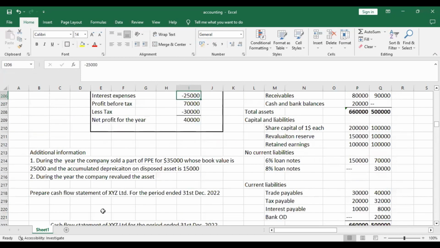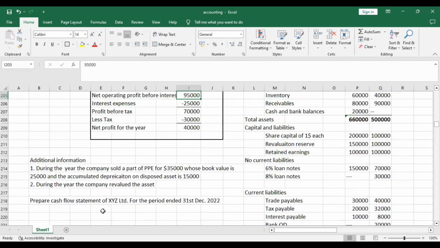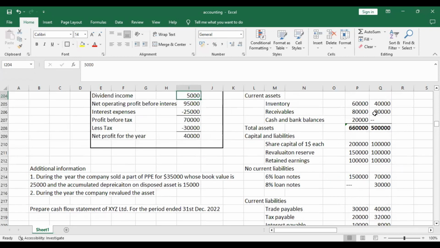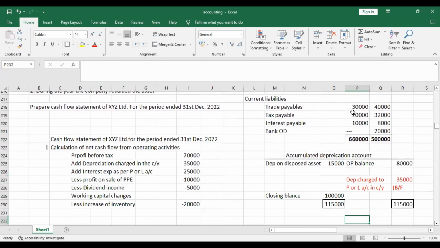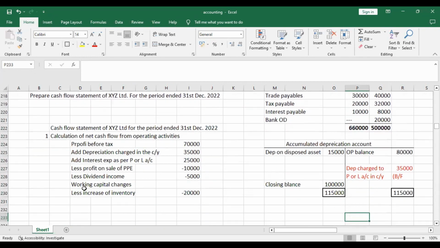Next item is receivables. Please see the receivables, what happened? 90,000 in 2021 becomes 80,000 in 2022. So what am I supposed to do? There is a decrease in the receivables. A decrease in receivables will increase the cash. Why? Because you are realizing money from the customers. So add decrease in receivables. How much is it? 10,000. Are you clear?